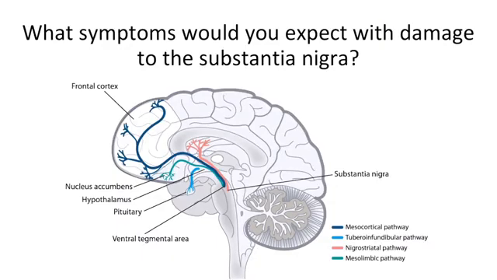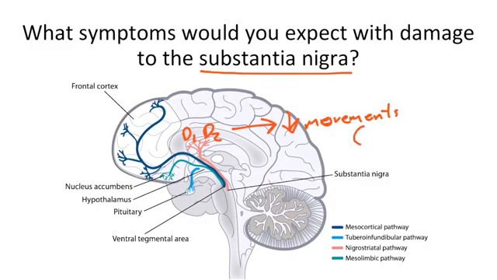So now let's do a question to apply this. What symptoms would you expect with damage to the substantia nigra? With damage to the substantia nigra, there would be loss of stimulation of the D1 and D2 receptors. Therefore, there will be less excitement of the basal ganglia and the motor cortex. So the patient will present with decreased movement, or specifically, slow movement.